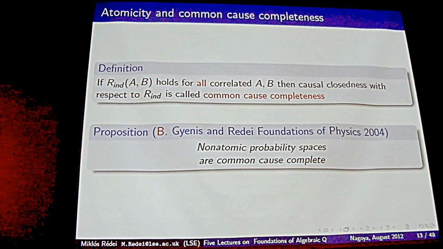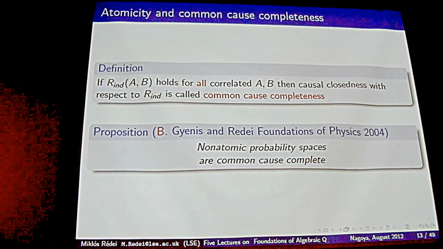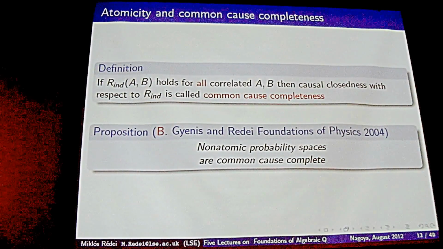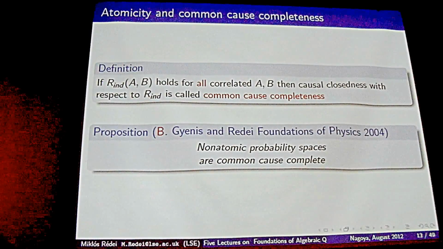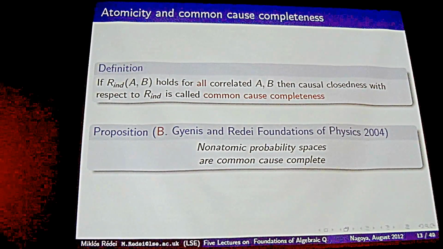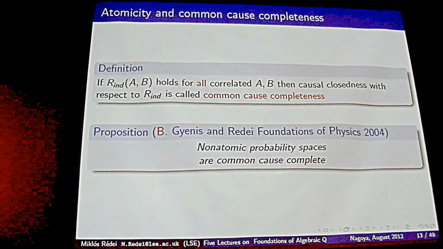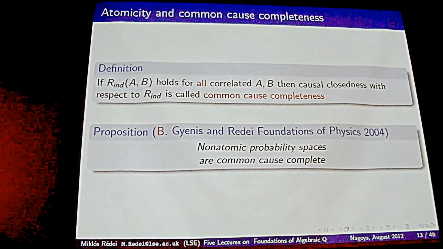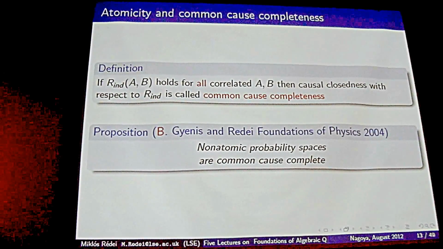And here's a proposition about non-atomicity. This shows why the non-atomicity is relevant. If you have a non-atomic probability space, then it is common cause complete. So in non-atomic probability spaces, we are all right. They are extremely rich in events, so rich that every correlation has an explanation in them in terms of the common cause.